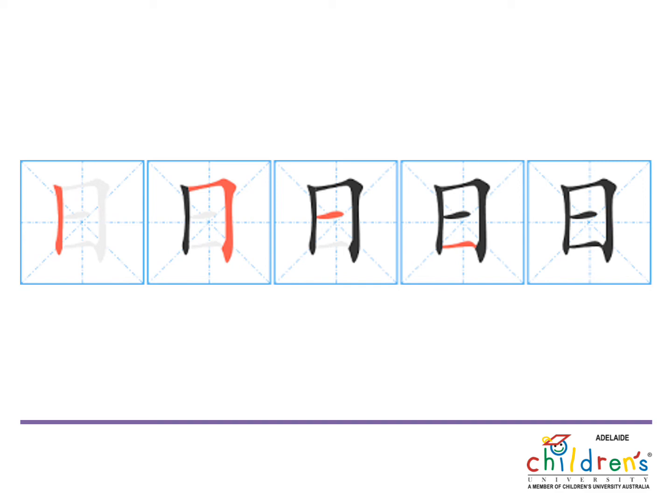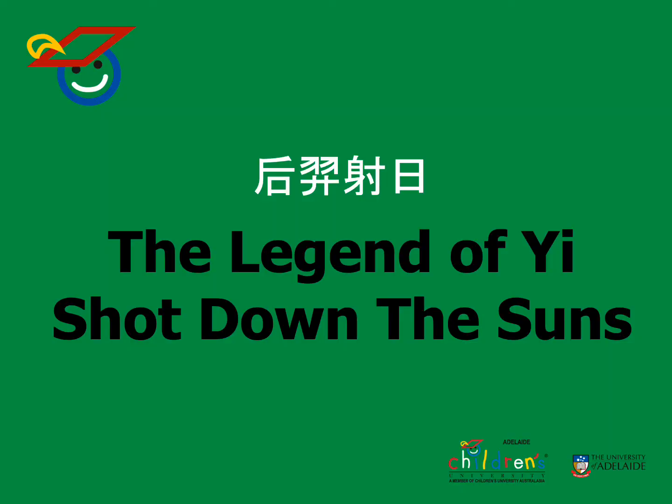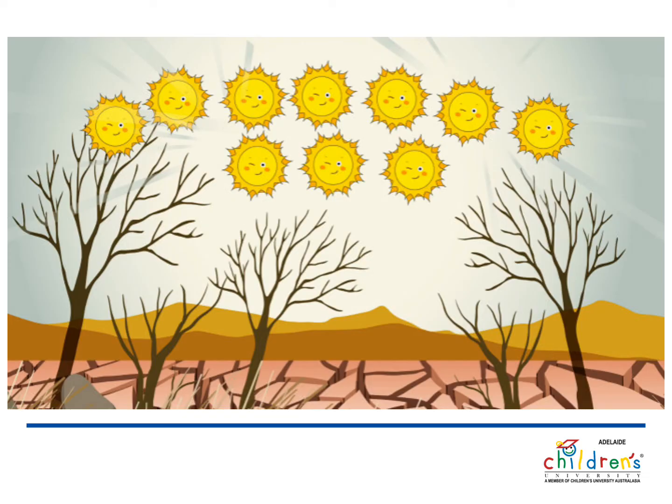And I'm going to share with you a story, and it's called The Legend of Yi Shot Down the Suns. You can see 4 Chinese characters written in white color, and you can see that re is in there, which means the sun. So once upon a time, there were 10 suns in the sky. They don't appear at once, but they take turns to appear one at a time in the sky.